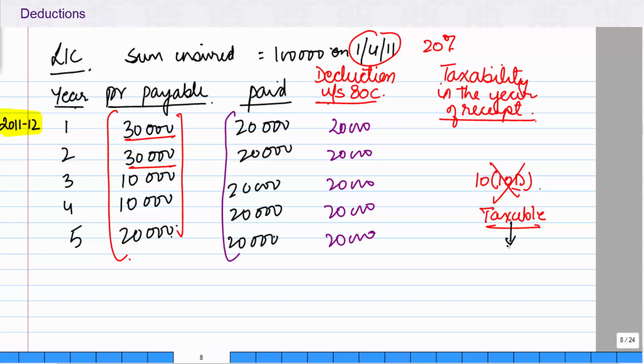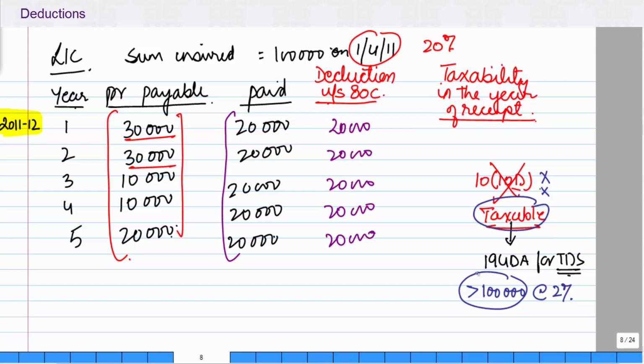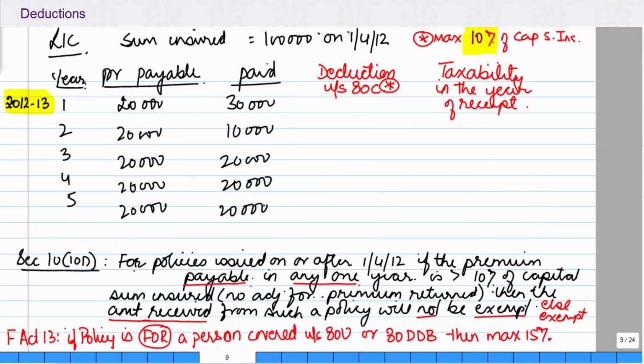Now this amount that becomes taxable, law introduces a section 194DA for TDS. All of this is given in the module. And the TDS is now at the rate of 2%, if the money exceeds 1 lakh rupees. And that is only if, of course, 10(10D) exemption is not available. The money is taxable and it exceeds 1 lakh. So if the money is taxable yet it is below 1 lakh, money is taxable, but there is no TDS over here. Now if I take the policy issued on 1-4-12, now the maximum becomes 10% of the sum insured.